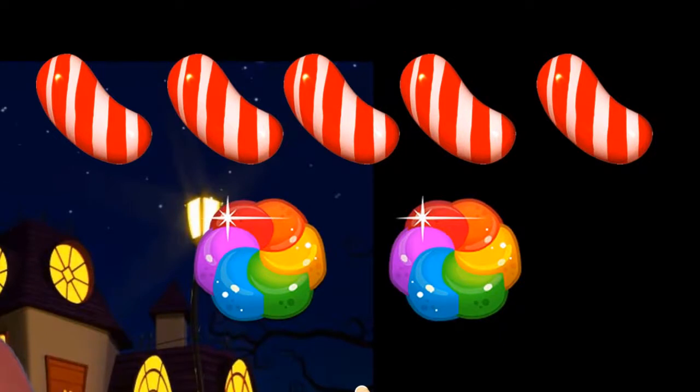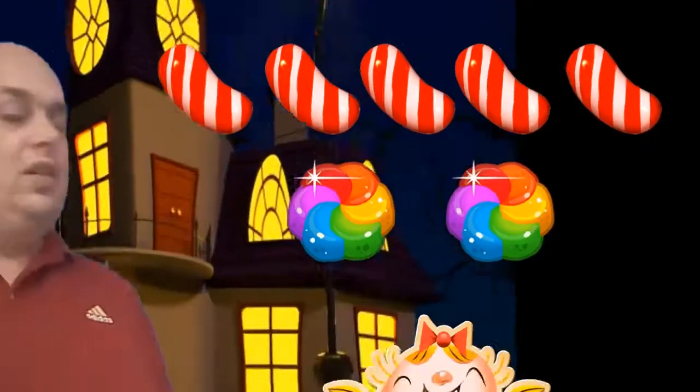Alright, so now Jessie has 5 candies. Now let's have a look what happens when she goes to the next house. She gets 2 more candies. So she already had 5 candies, and now she's getting 2 more candies. Let's see, how many candies does Jessie have now? 1, 2, 3, 4, 5, 6, 7. 5 plus 2 equals 7. Jessie now has 7 candies.